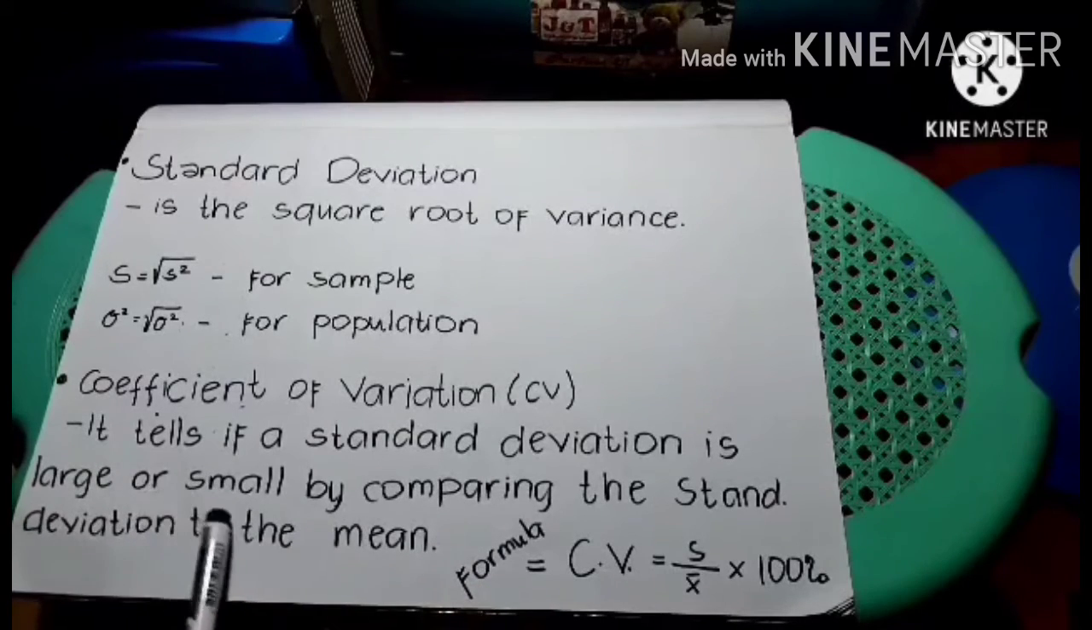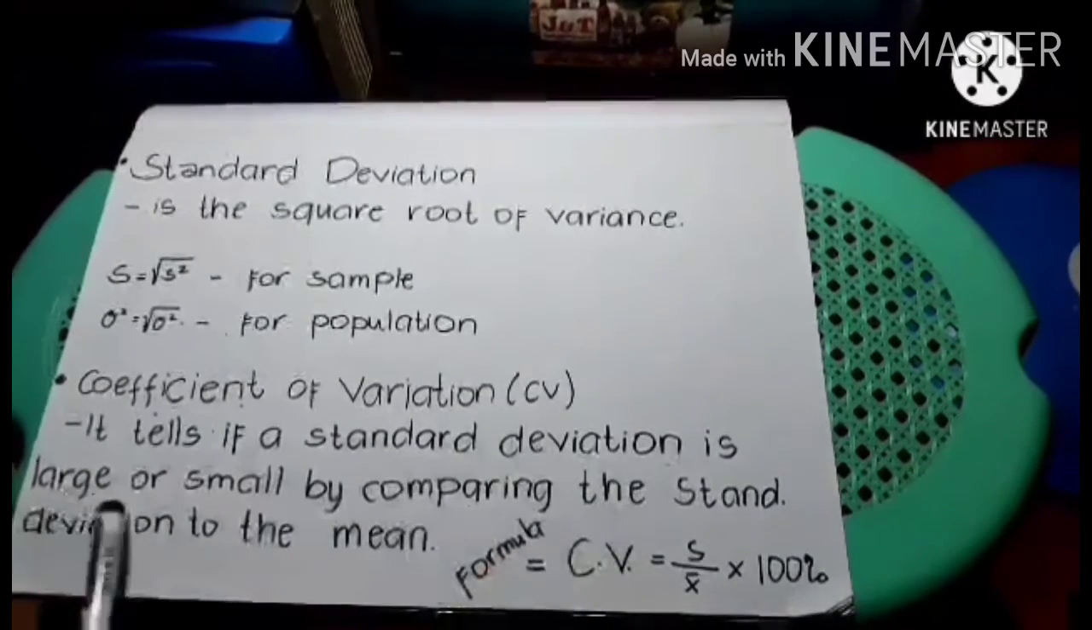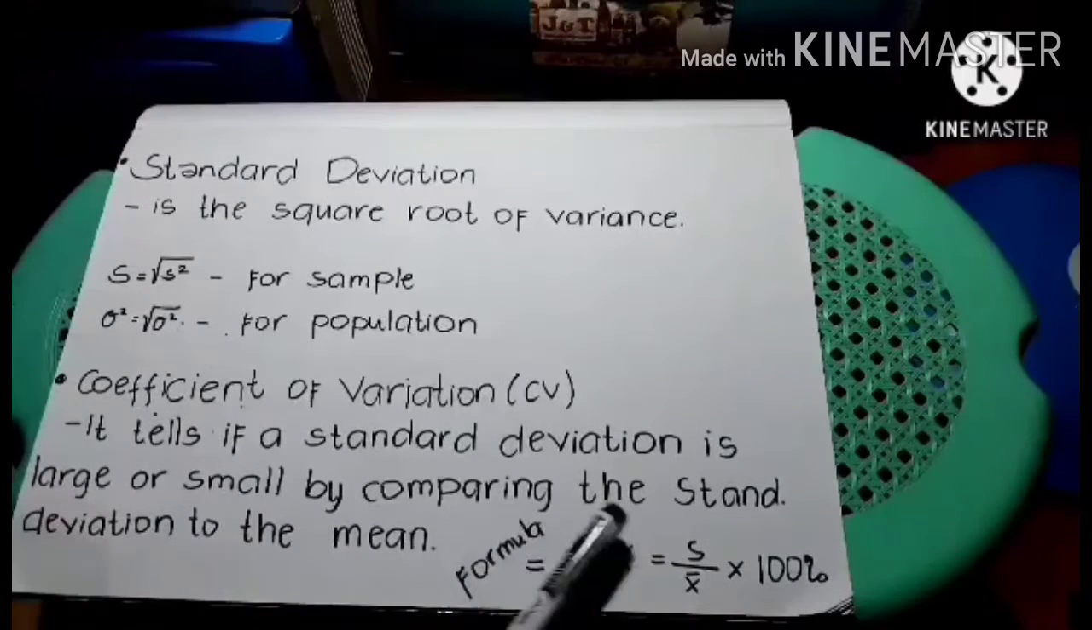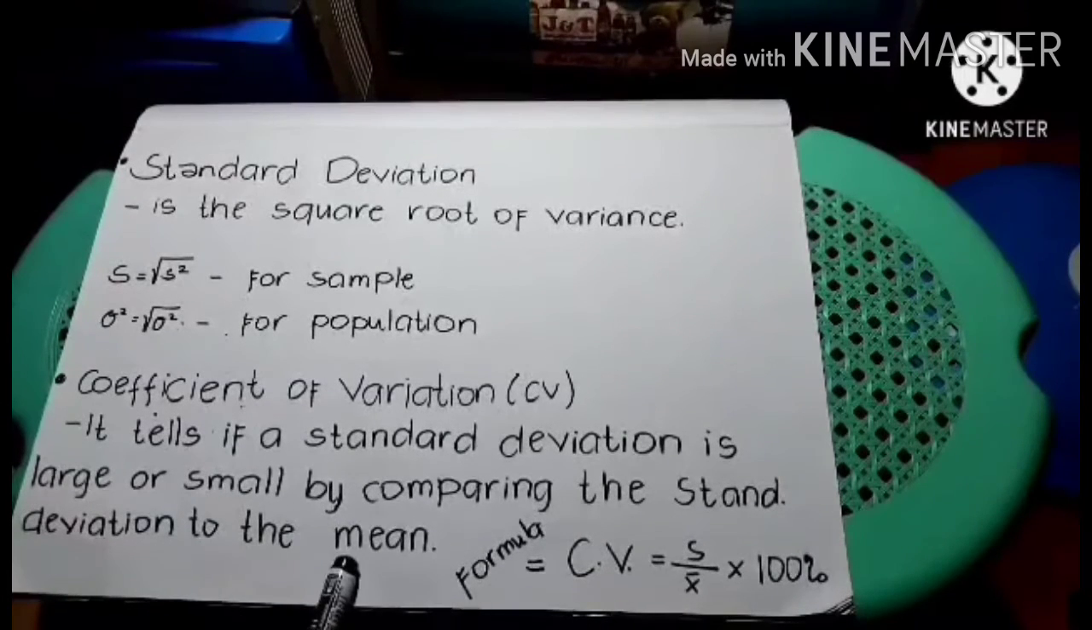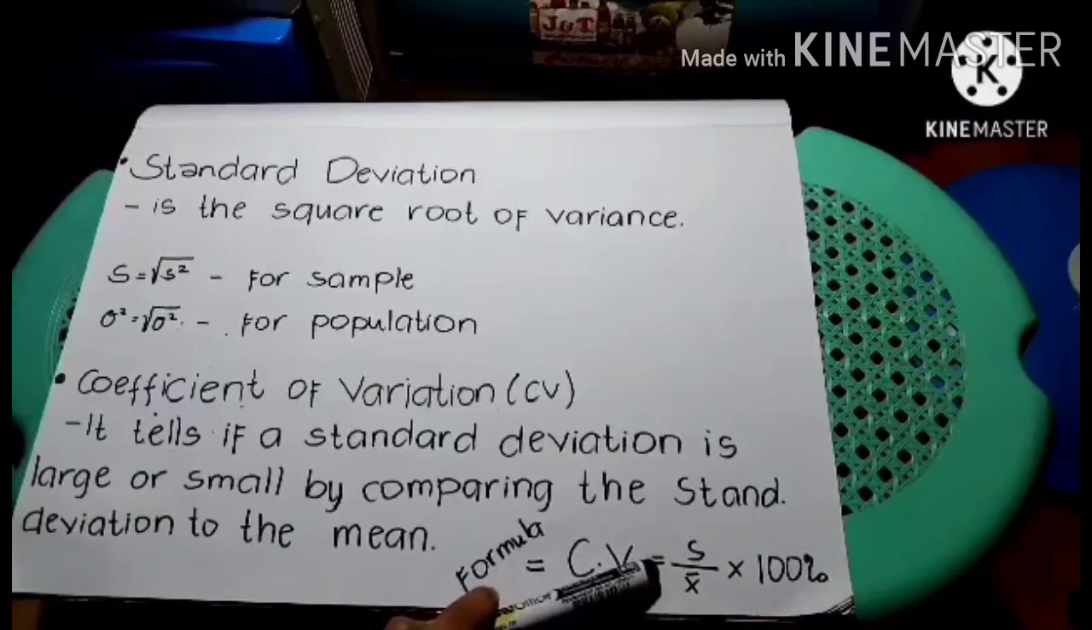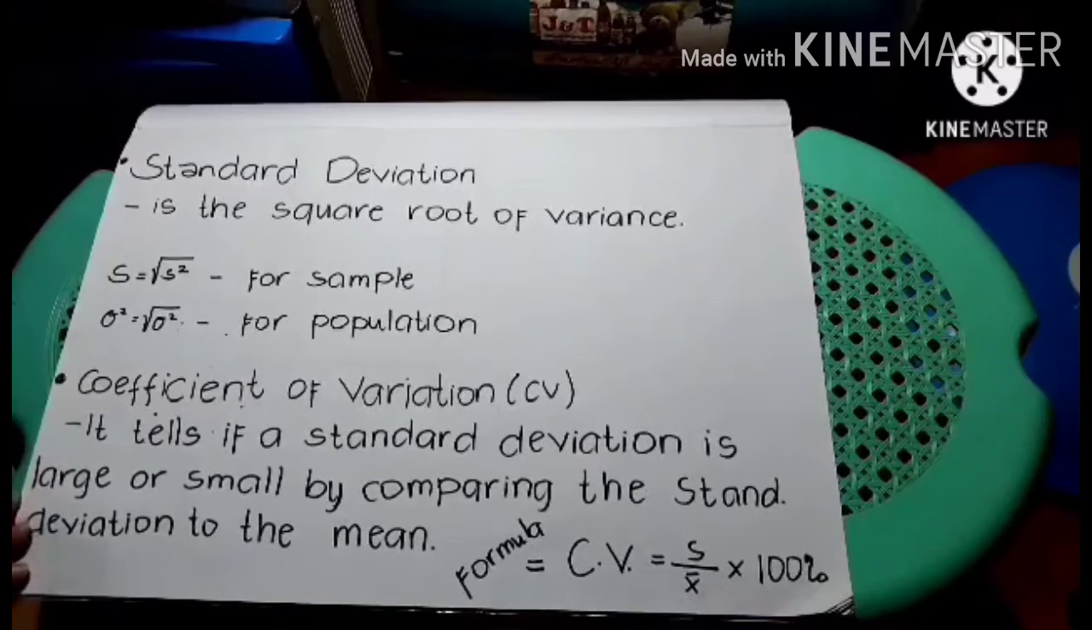Next is the coefficient of variation. It tells if a standard deviation is large or small by comparing the standard deviation to the mean. So the formula of the coefficient of variation is CV is equal to s over x bar times 100%.